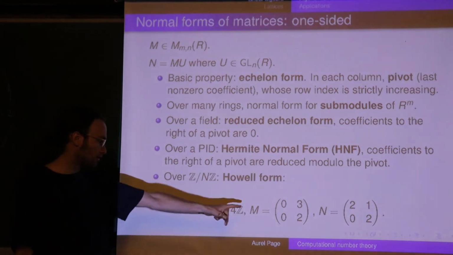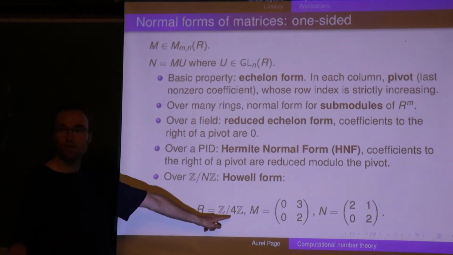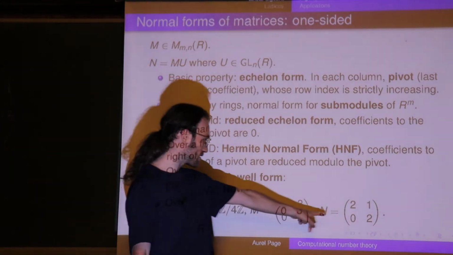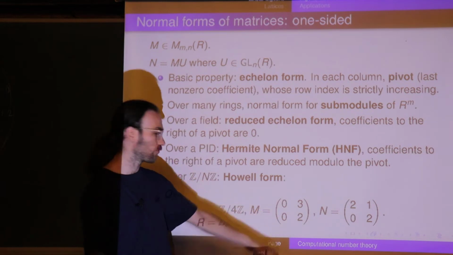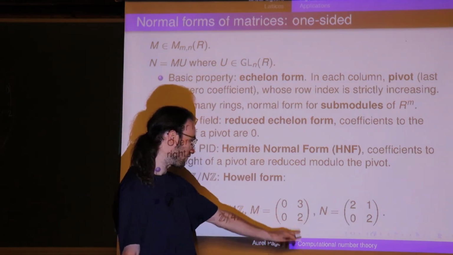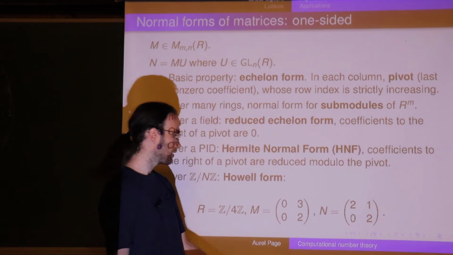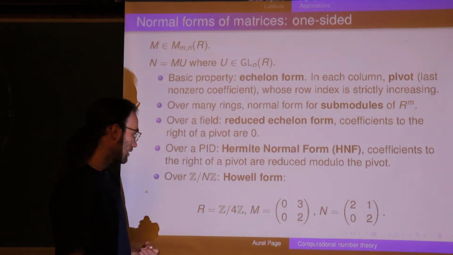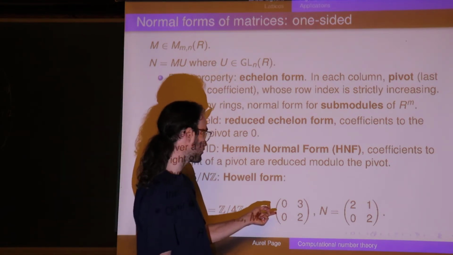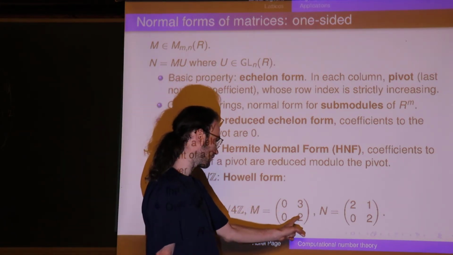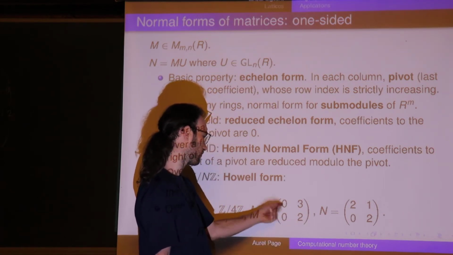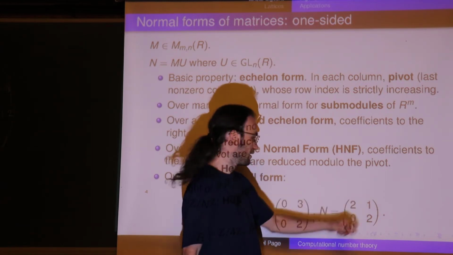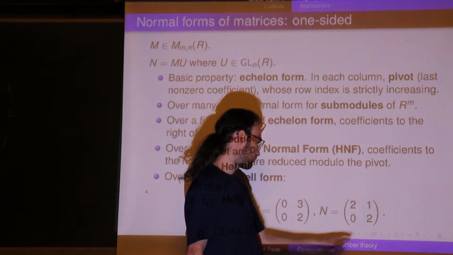I'm showing you here an example for R, which is Z mod 4Z. So this has some zero divisors. And if you look at these two matrices, they are both in echelon form. Here you have one pivot and one zero column. Here you have two pivots, and to the left you really have zeros. And it's also reduced in the sense that to the right of a pivot, everything is reduced. So like here you have just a 0, so there's no condition here. To the right of 2, 1 is representative of the class of 5 mod 2.